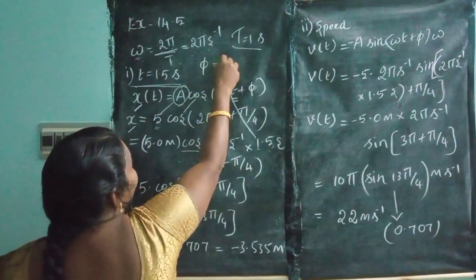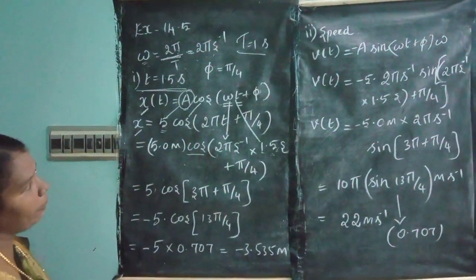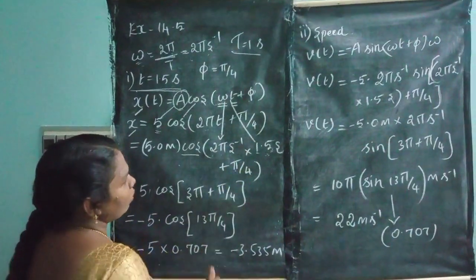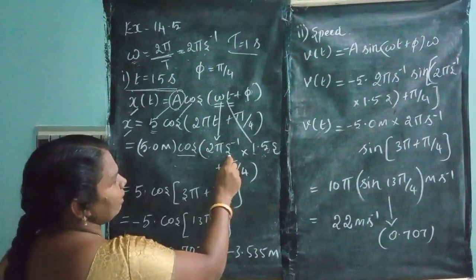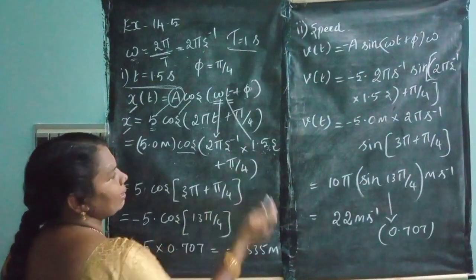They are given the phase angle is pi by 4. So, I am writing that phi is equal to pi by 4. Next step. See here, s inverse, yes, so it is cancelled.